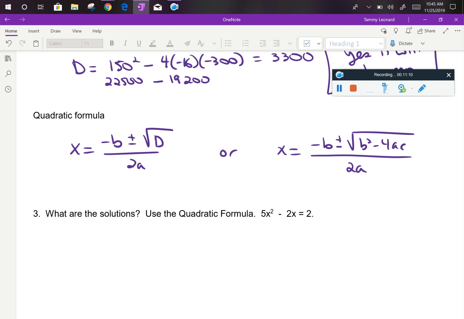Okay? That looks suspiciously like the vertex form. Yes, the vertex form is absolutely related to that, and we'll talk about that too. Okay? All right, so that's the quadratic formula. There are very few things that I just straight up need you to memorize. The quadratic formula is one of them.